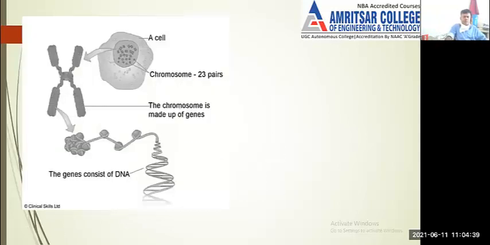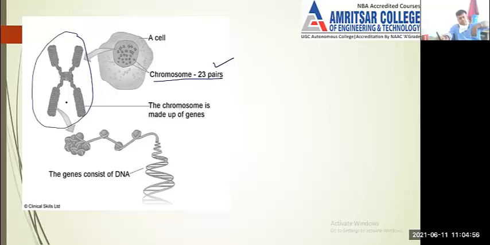This is a cell, and how much chromosome is there? 23 pairs. Now if you open this chromosome, it looks like this. And now what does DNA contain? Chromosome consists of genes, compact genes. Genes consist of DNA. So this is the DNA package.